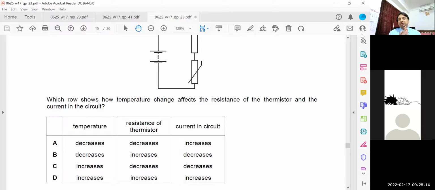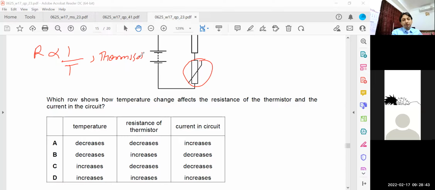How does temperature change affect the resistance of the thermistor and the current in the circuit, overall current in the circuit, children? How will you do this question? For this question, children, you should know the relation between resistance of thermistor and temperature. Resistance of a thermistor is inversely proportional to temperature.